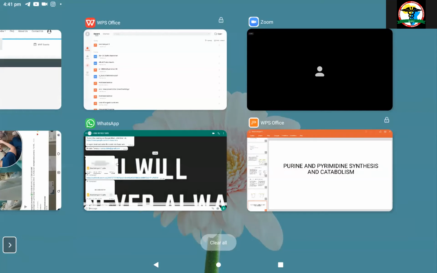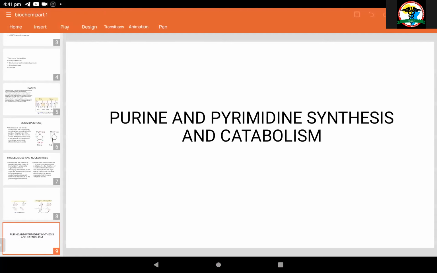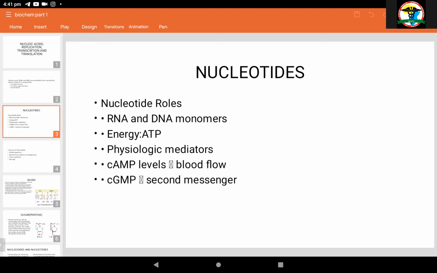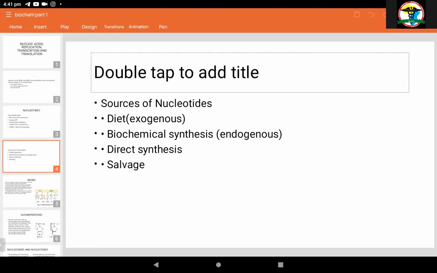Basically, that's just like what I've said. Nucleic acids are assemblies of nucleotides, which consist of three components: a nitrogenous base, a carbon sugar, and a phosphate. A nucleotide is an RNA or DNA monomer. They can be used as energy. ATP is also a type of nucleotide. Like I said, there are other types of nucleotide. Physiologically, they can be used as physiological mediators like cyclic AMP and cyclic GMP. I'm going to talk about those later.